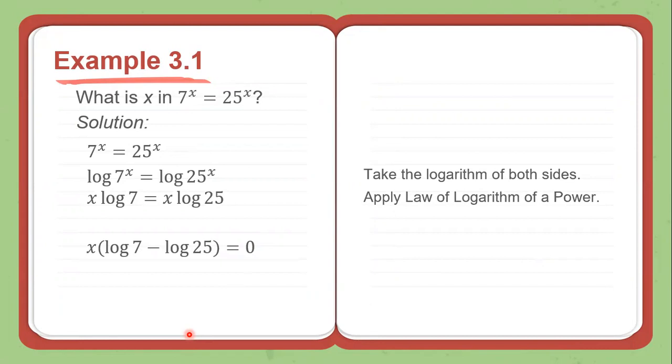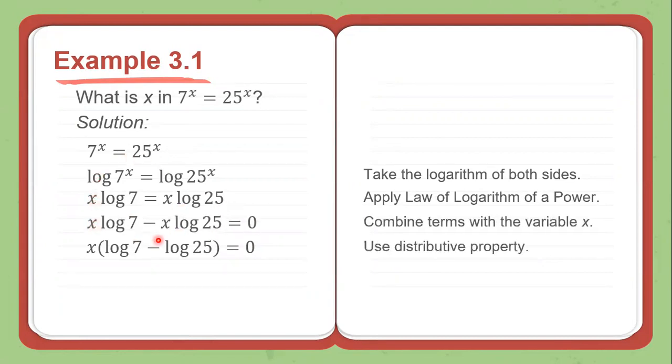Then we can combine similar terms by moving, or transposing, this to the other side of the equation, giving us x times the logarithm of 7 minus x times the logarithm of 25 is equal to 0. We can further apply the distributive property, so we can distribute x, giving us x times the difference of logarithm of 7 and logarithm of 25.